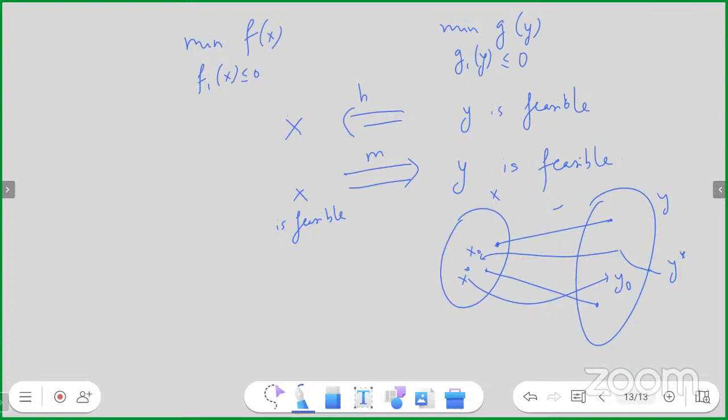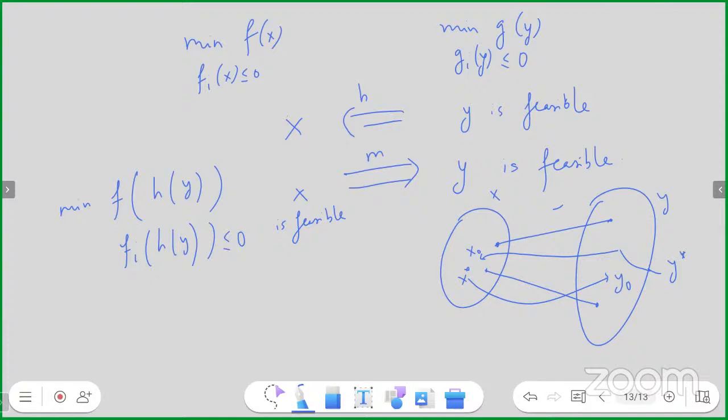So if x naught is equal to h of y star, then we are minimizing f of h of y star, such that phi_i of h of y star is less than or equal to 0, where h of y star is equal to x naught. Okay, so this much is okay.